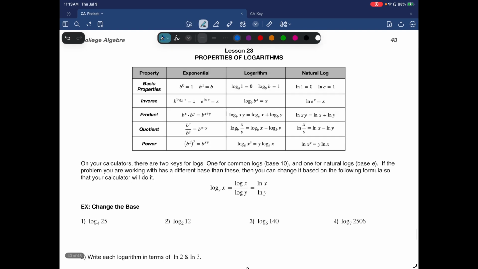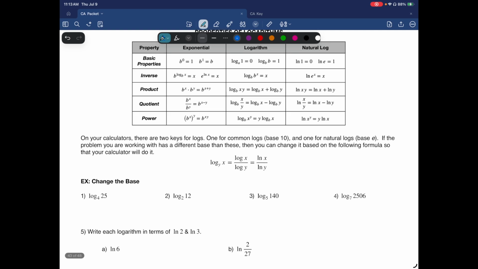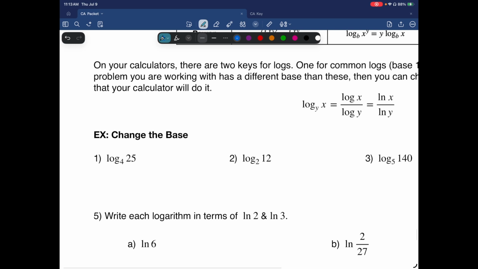On your calculators, there are two keys for logs, one for common log, base 10, and one for natural log, base e. If there's a problem you're working with that has a different base, then you can change it based on the formula below. All right, so I can take log base x over log base y. I could also use natural log instead of common log. So here's the idea. My calculator can't handle log base 4, so I say log 25 over log of 4, and then you get the same answer.